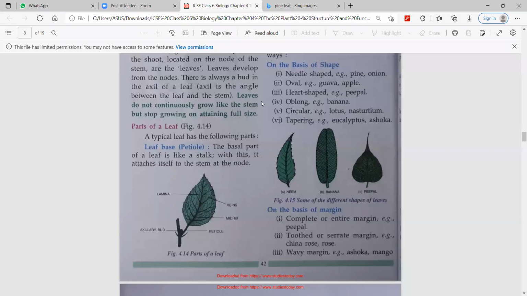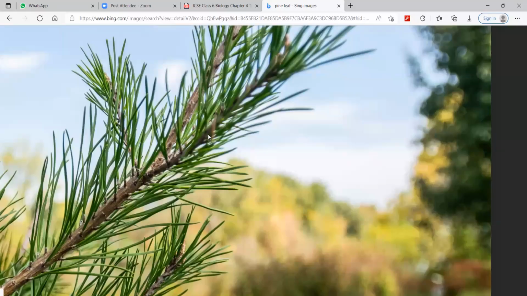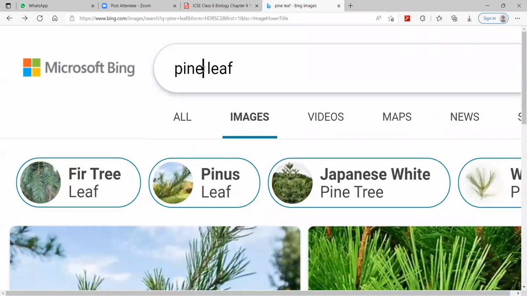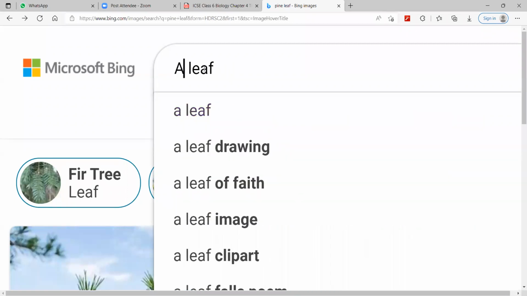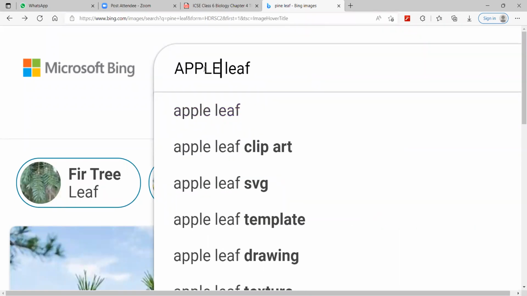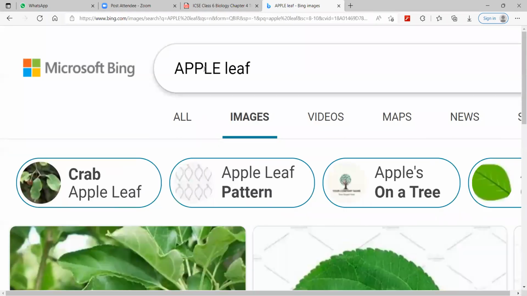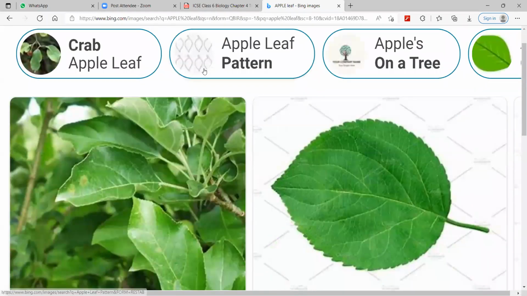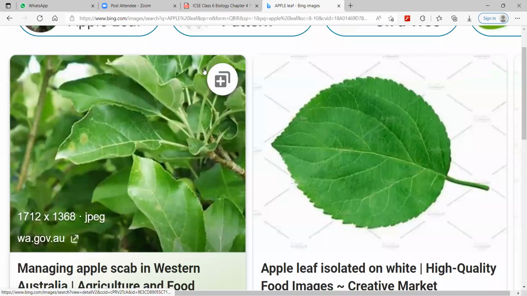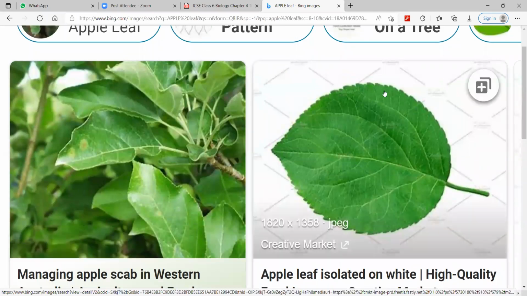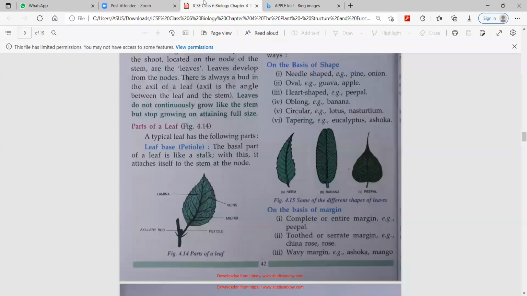Then what about oval shape? The leaves of guava and apple are oval shaped. Let me show you one picture of an apple leaf. This one is an apple leaf. It is somewhat oval in shape. You see here, oval, a flattened circle.